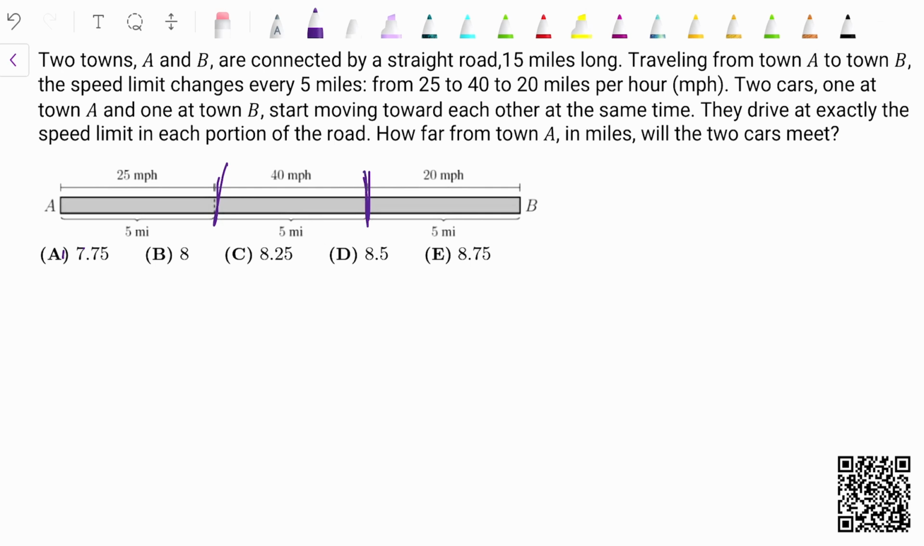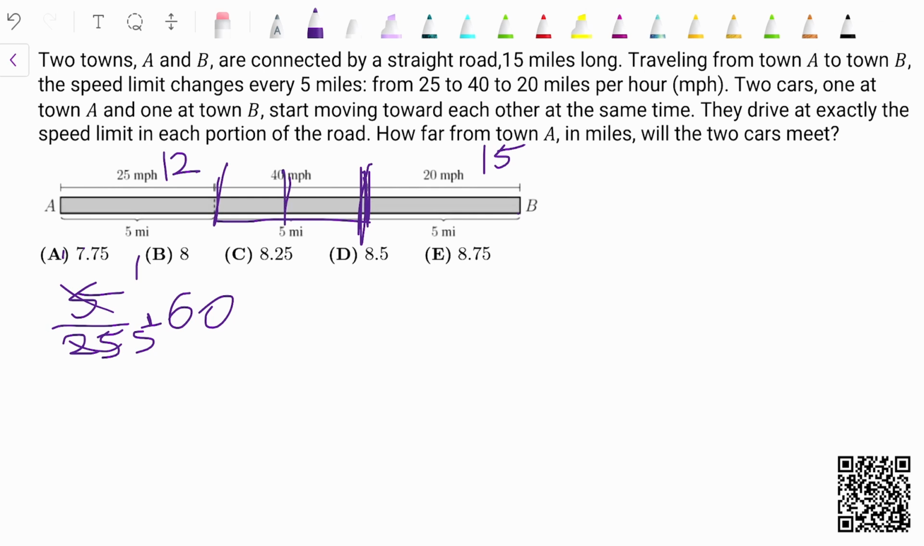Since the person from town A is going 25 miles per hour for 5 miles, we have 5 over 25 multiplied by 60. This is just 1/5, multiplied by 60, which is equivalent to 12. Similarly, for 5 over 20, that's just 1/4 multiplied by 60, which is equivalent to 15. So we have 12 and 15, which means that by the time the person coming from town B reaches this marker, the person from town A will already have a 3-minute head start into the centermost area, so they'll be about here.